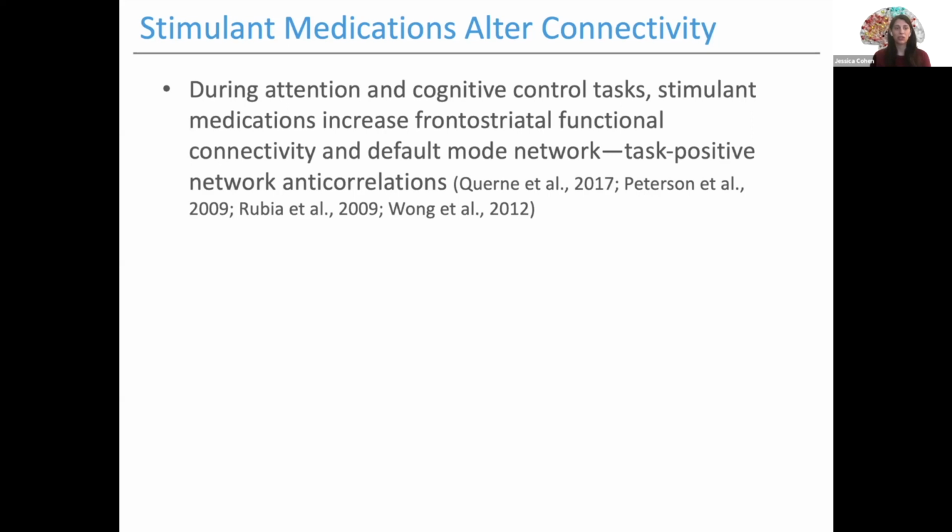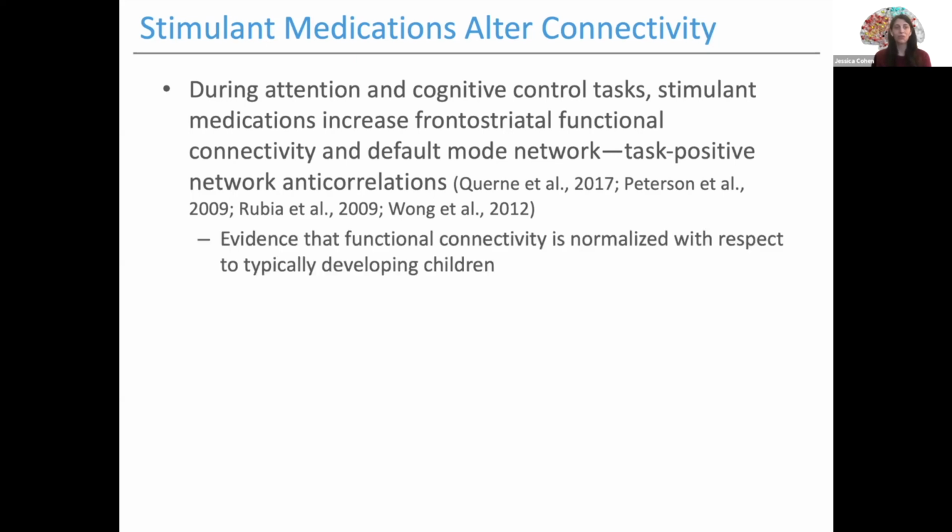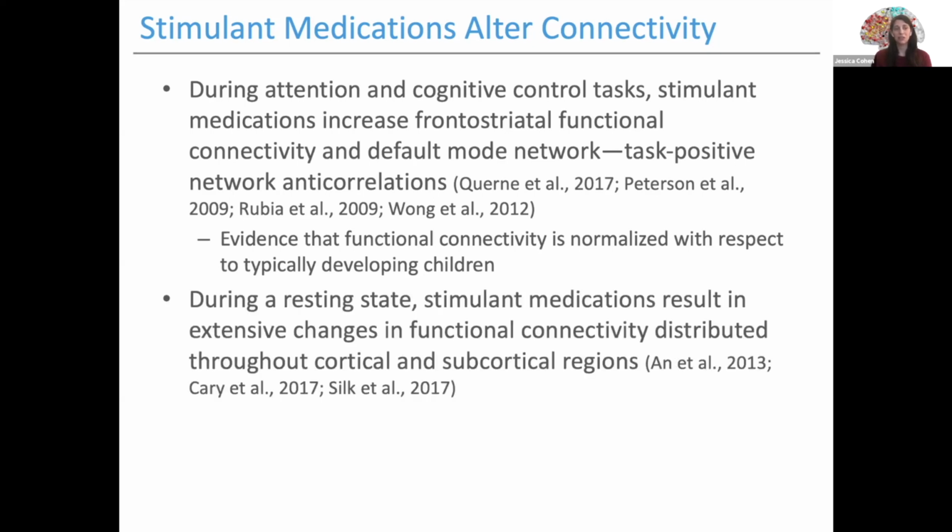Stimulant medications, which are often considered a first-line treatment of ADHD, have been shown to alter functional connectivity even after a single dose. During attention and cognitive control tasks, stimulant medications have been shown to increase frontostriatal functional connectivity, as well as default mode network to task-positive network anti-correlations. And there's evidence that this functional connectivity is normalized with respect to typically developing children on stimulants. During resting state, it's been shown that stimulant medications result in extensive changes in functional connectivity distributed throughout cortical and subcortical regions.